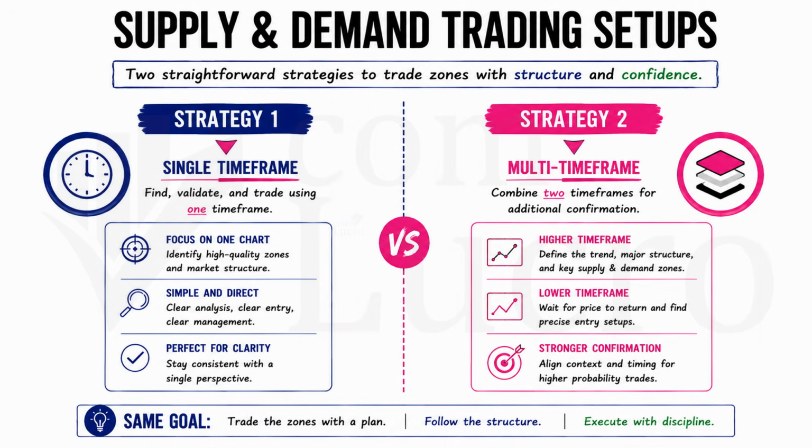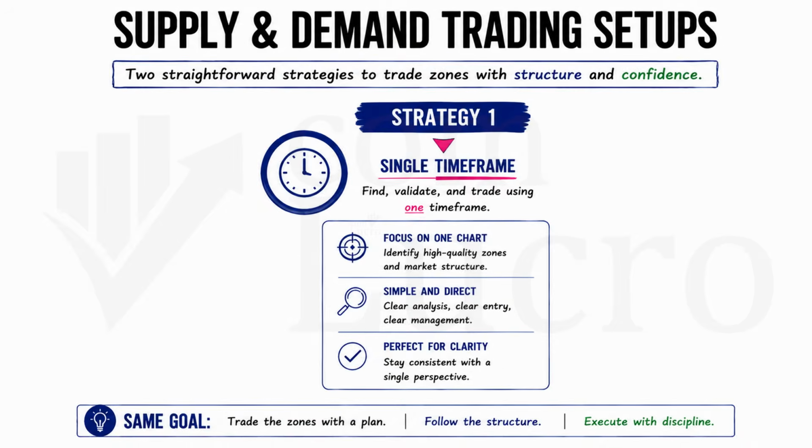Up to this point, we have covered what supply and demand zones are, the psychology behind them, and how to mark them correctly on the chart. Now we move to the most practical part of all: how to actually trade these zones in a structured way. We will go through two straightforward strategies. The first one uses a single time frame, and the second combines two time frames for additional confirmation. Let us start with the single time frame supply and demand entry. This approach follows a clear and simple sequence of steps. It can be applied to any market and on any time frame.